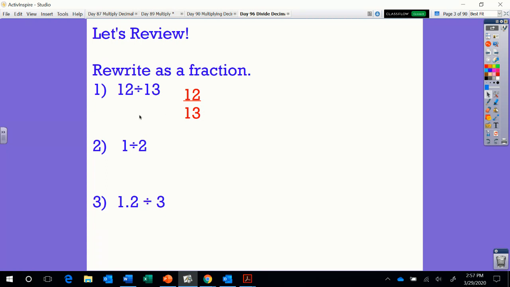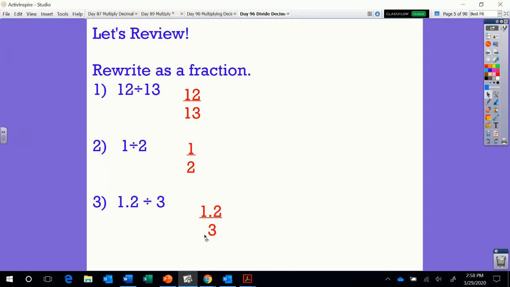Okay, do number two. Hopefully it looks like this. 1 divided by 2. Okay, third one, go. And hopefully it looks like this. So 1 and 2/10 divided by 3.